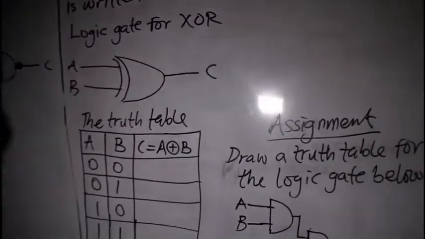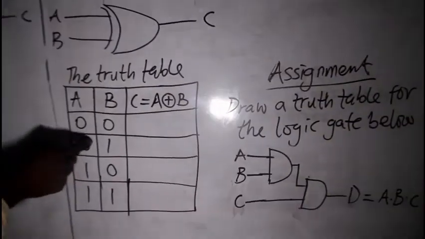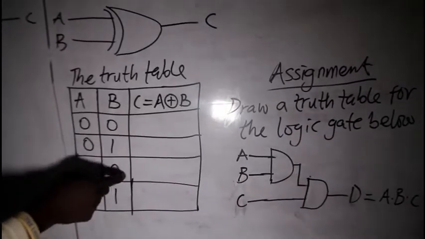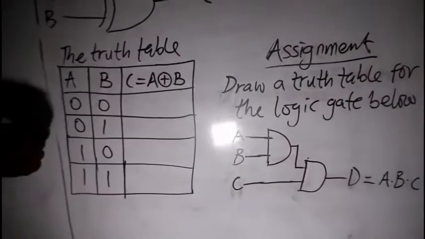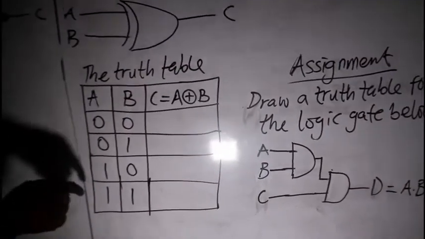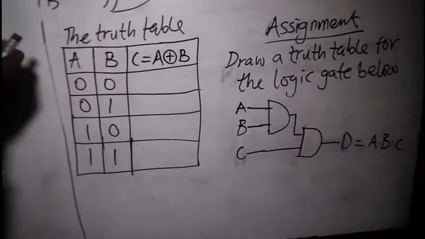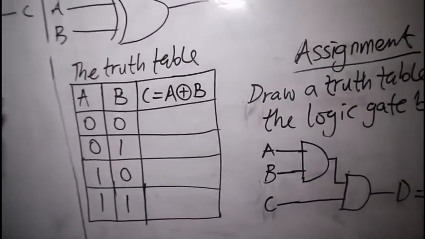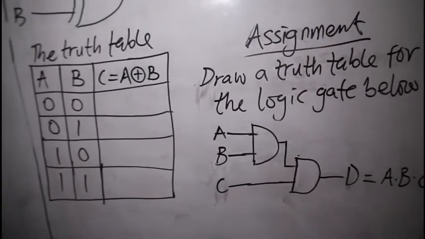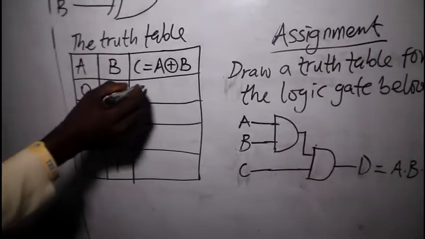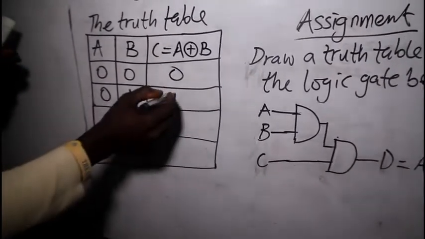Then the truth table for the exclusive OR gate. Here we have 0, 0, 0, 0, 1, 1, then we have 0, 1, 0, 1. Now, the output of this gate is that we can only have an output of 1 when either of the inputs is 1. When both of the inputs are 0, our output will be 0. When either of the inputs is a 1, we have an output of 1.